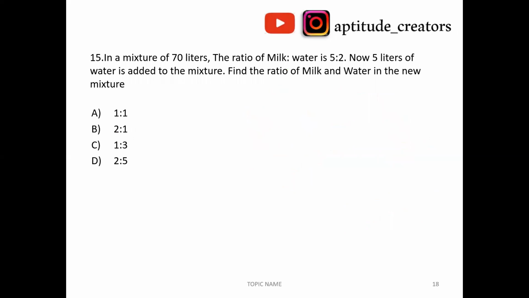Moving forward to next question. In a mixture of 70 liters, the ratio of milk and water is given as 5 is to 2. Now can I write milk and water? Milk is 50 liters and water is 20 liters. The ratio is 5 is to 2, and milk and water total 70 liters.